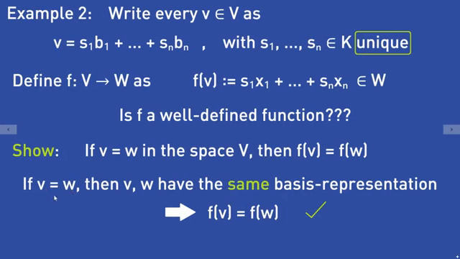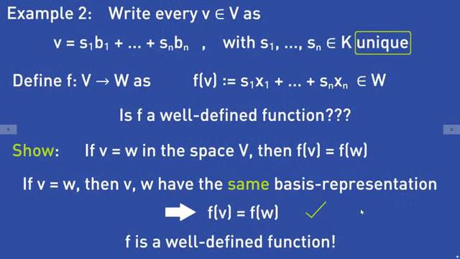So when v is equal to w, the two vectors have the same basis representation, and therefore f of v is equal to f of w. That means the relation f is a well-defined function. If you want to know more about this function f, or the basis representation of vectors, you can watch my videos about the linear extension principle and the basis representation of vectors. I will link them here at this point.